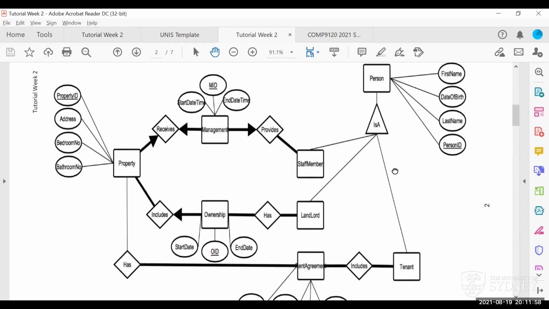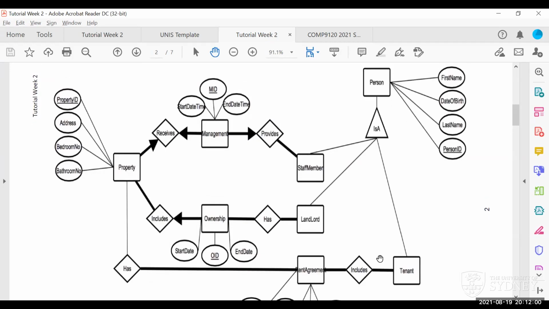Let's have a look at this ER diagram. Based on the story, what can you see as a mistake? Can you spot any mistake based on the use case that we are given?